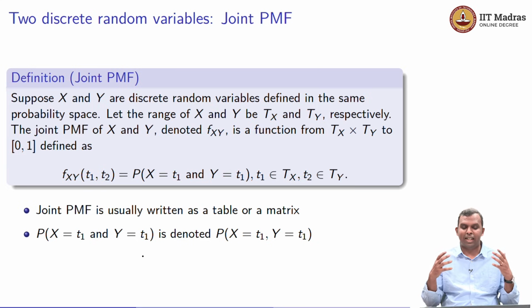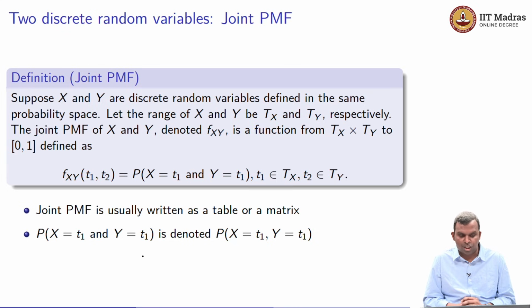Okay, so first we'll define what a joint PMF of two discrete random variables is. Here's the definition. X and Y are discrete random variables that are defined in the same probability space. You can go back to the examples I gave you and think of specific examples if this is confusing you. Let's say the range of X and range of Y are known, Tx and Ty. We saw in the examples, it's easy to think of the range of a random variable once it's defined.